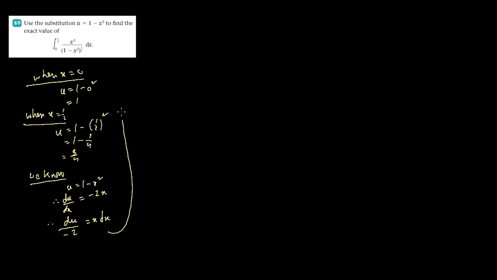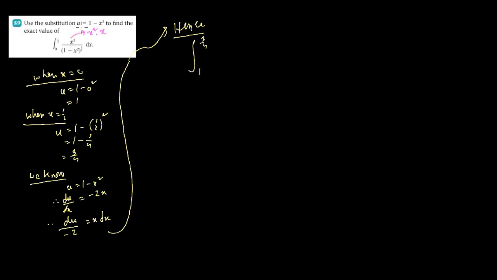Now let's do the entire substitution. So the limit is going to be 1, and the limit for half is going to be 3 by 4. Then we have x cubed. Since we have x dx as the substitution, instead of x cubed we can actually write x squared into x. So this will be x squared and this will be x dx.